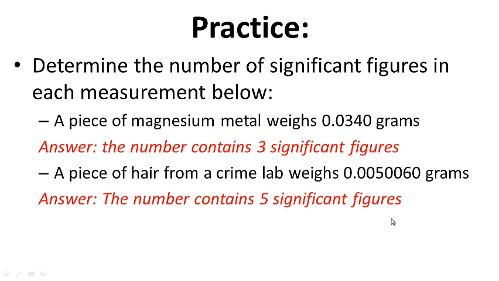Second one, in this number, we have 5 significant figures. These 3 zeros are non-significant because they're in front of non-zero integers. Then we have 3 here, non-zero integers, 2, 1, 2 non-zero integers, and these 2 zeros are significant because they're between non-zero integers. And then finally, this 0 at the end is significant because there's a decimal point in the number, which gives us 1, 2, 3, 4, 5 significant figures.